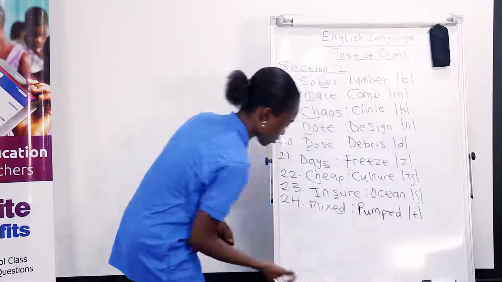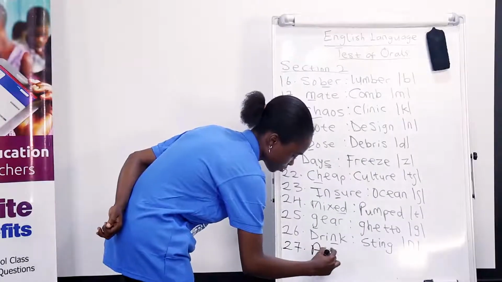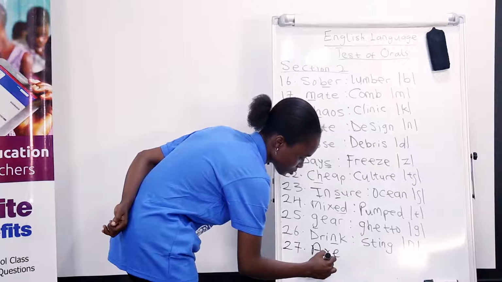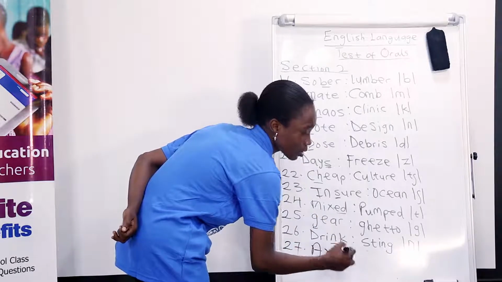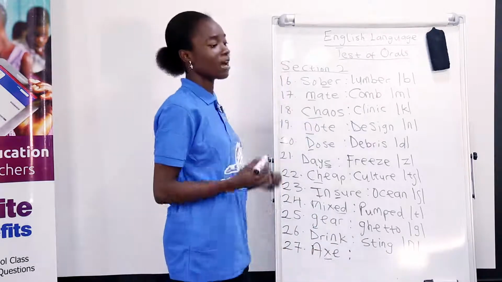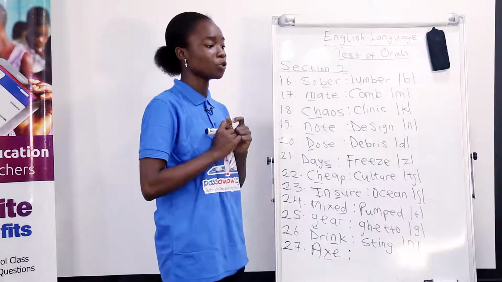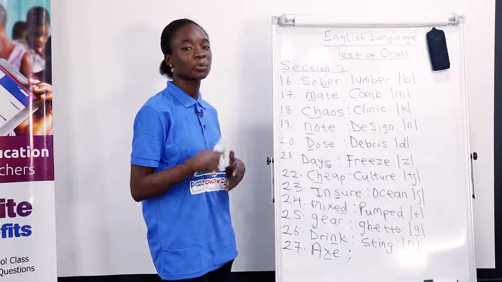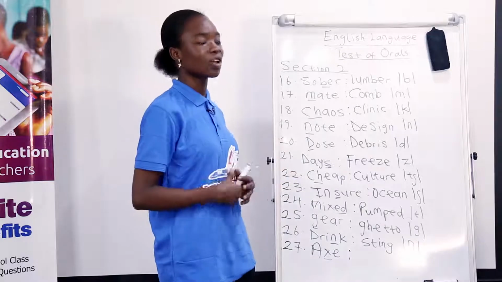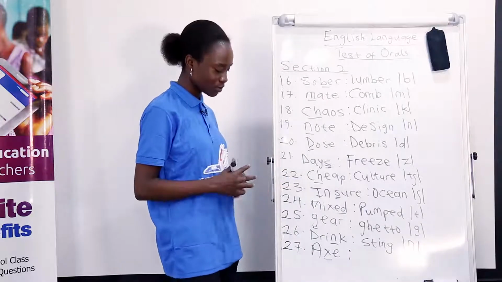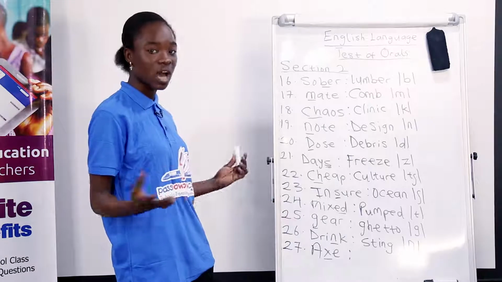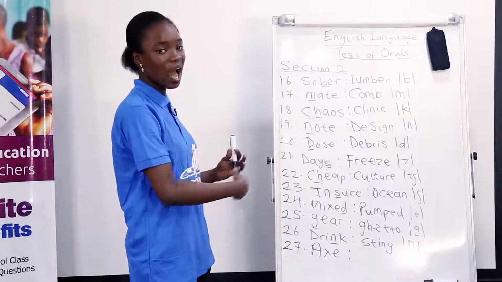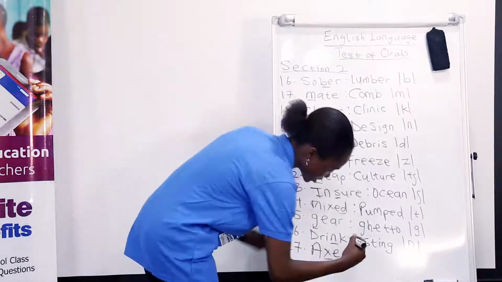The ks sound. Axe. Battle axe. Option A, we have sacks. Option B, slumped. Option C, school. And option D, basque. So the correct answer is sacks, with axe.